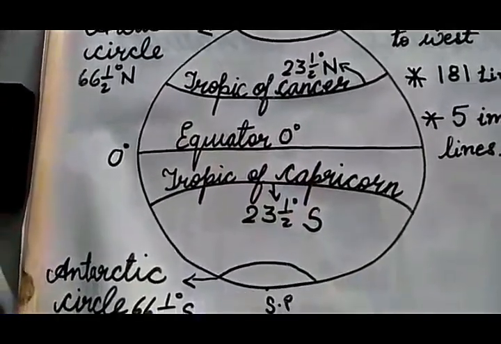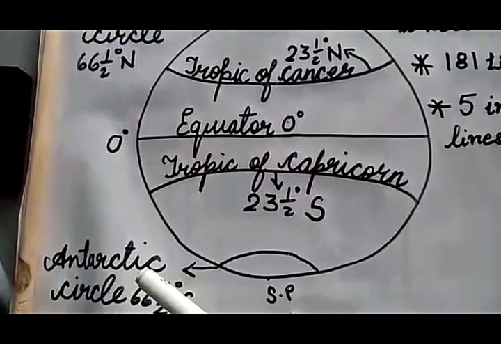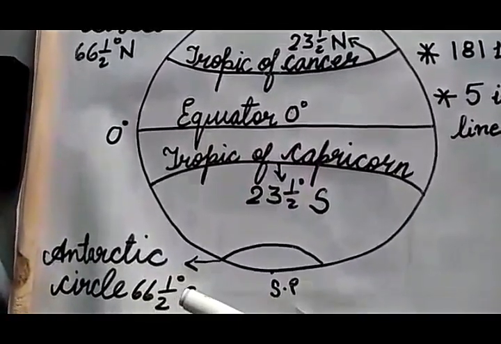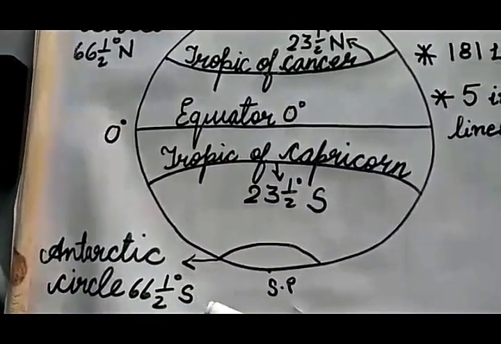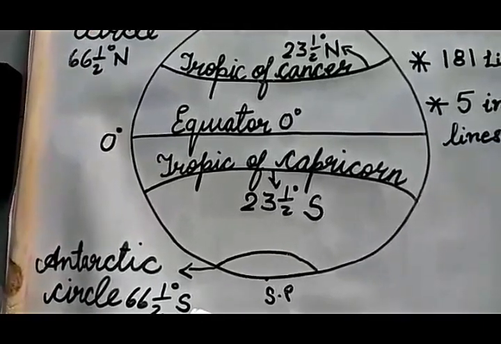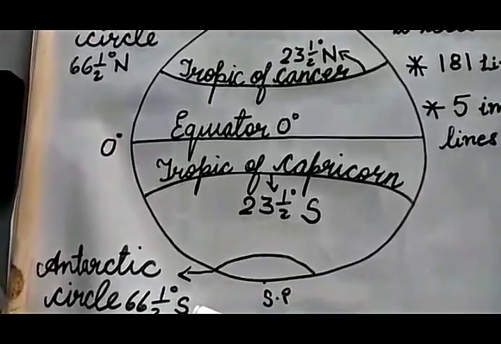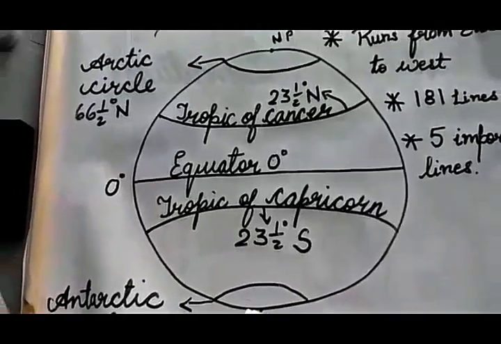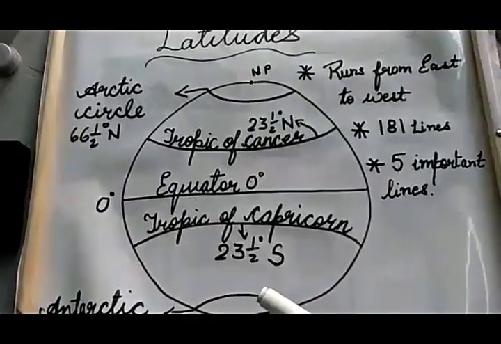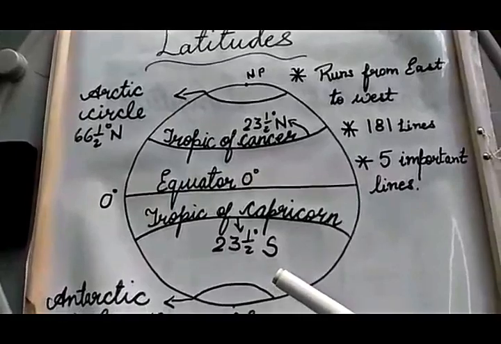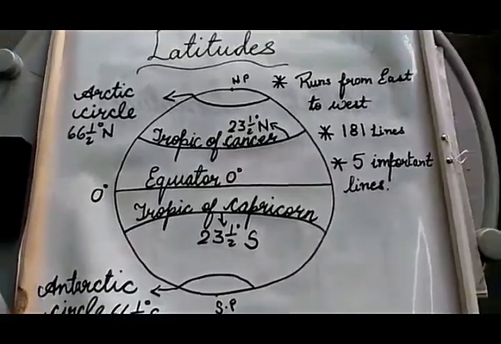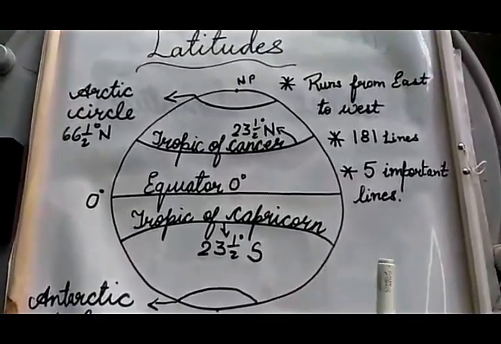The last important line of latitude is the Antarctic Circle, which is at 66.5 degree south, as it is in the southern hemisphere. One more interesting fact about the lines of latitudes is that these lines are not equal.